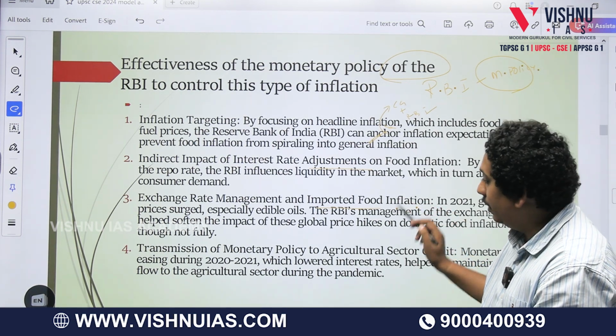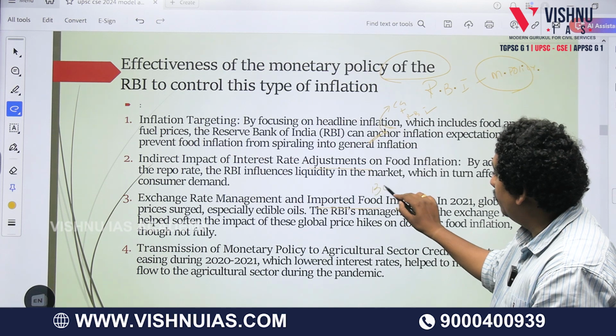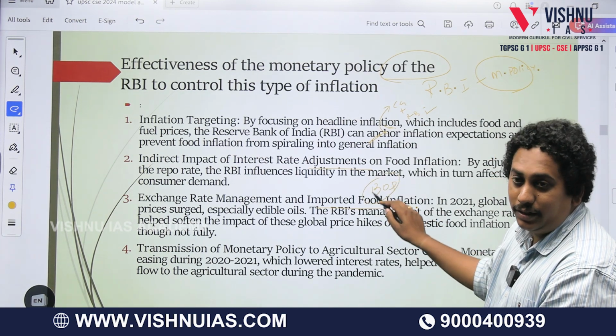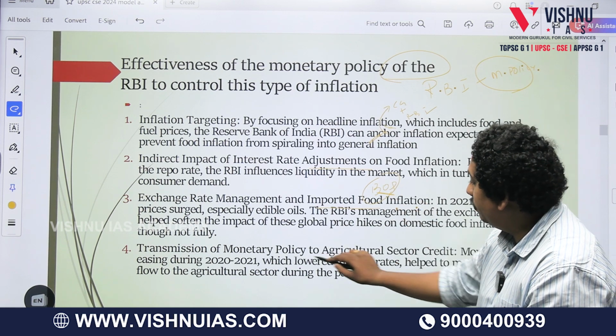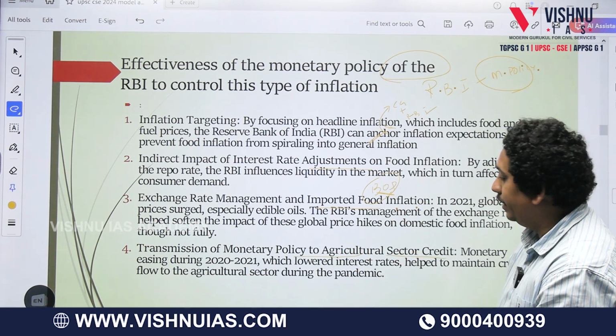Imported goods వల్ల ధరలు పెరుగుతున్నాయి because it is also a component of BOP, no? Balance of payment లో imports ని చూపిస్తామా? We'll show it. Transmission of monetary policy to agriculture sector credit.